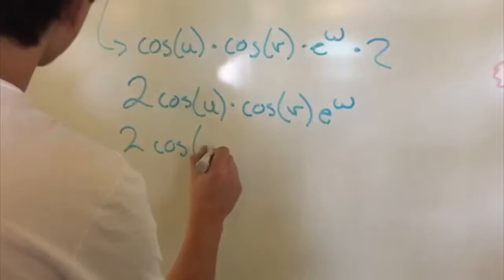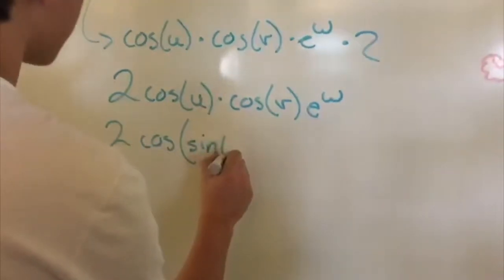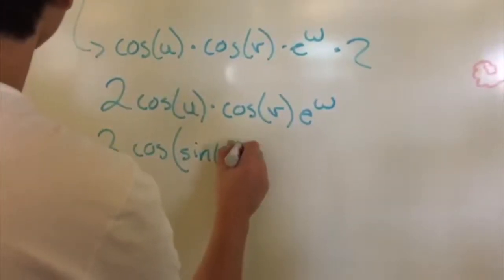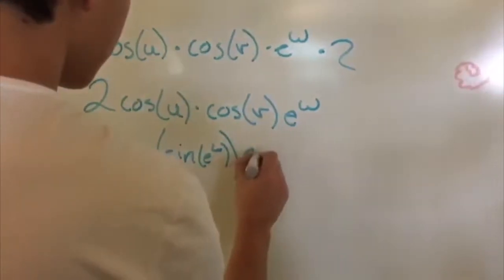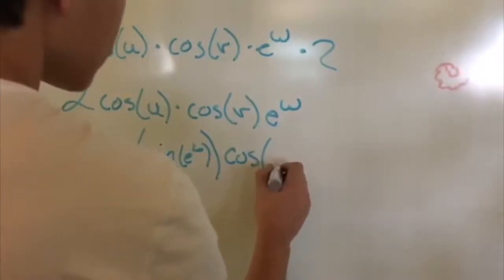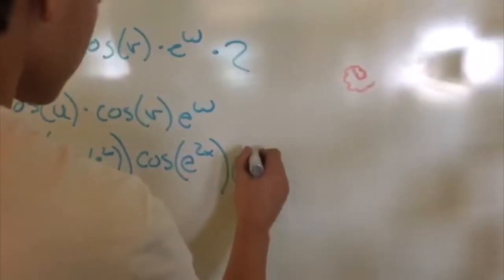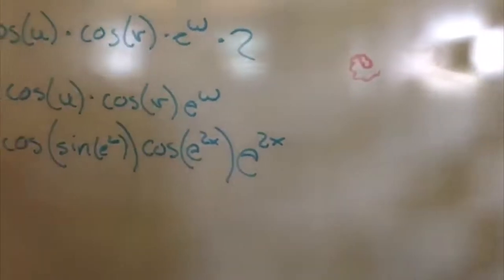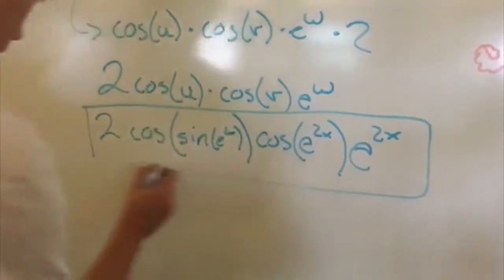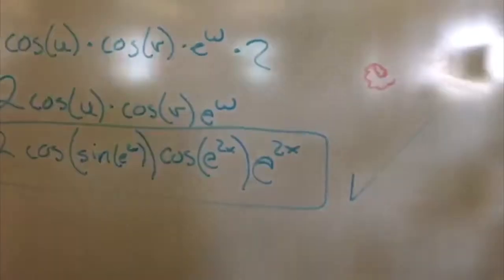Once we have simplified everything, we're going to start substituting. Once we have substituted everything, we're going to have our derivative.